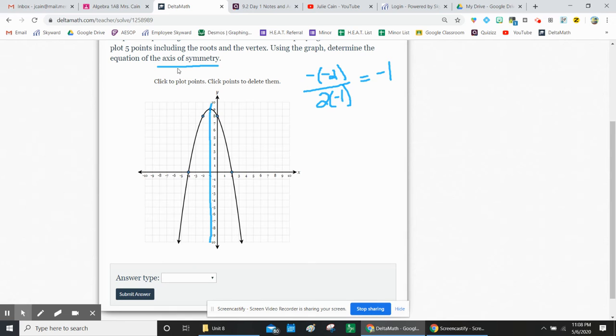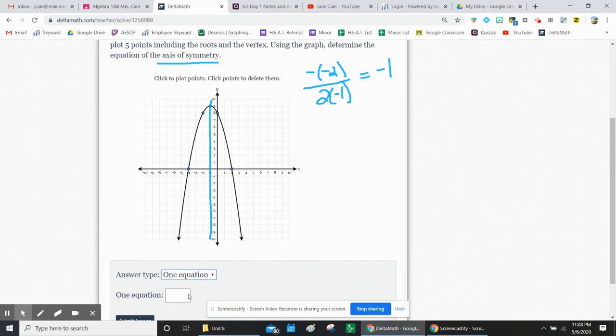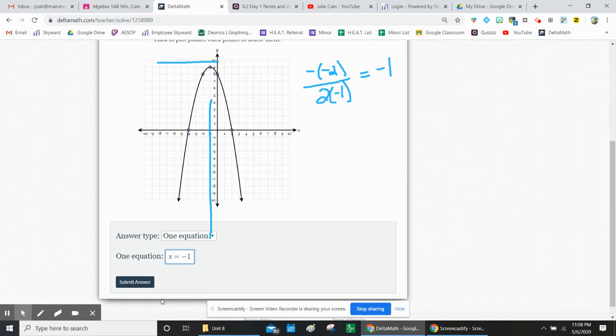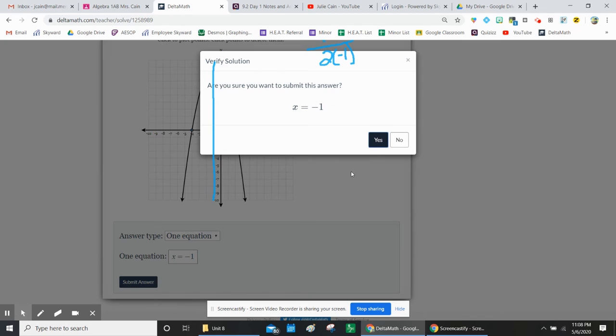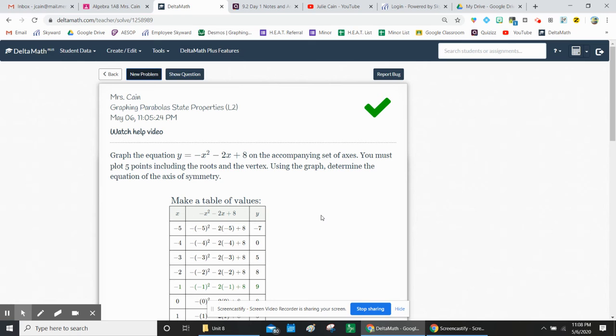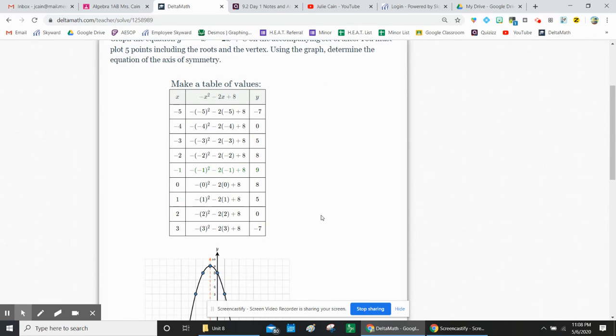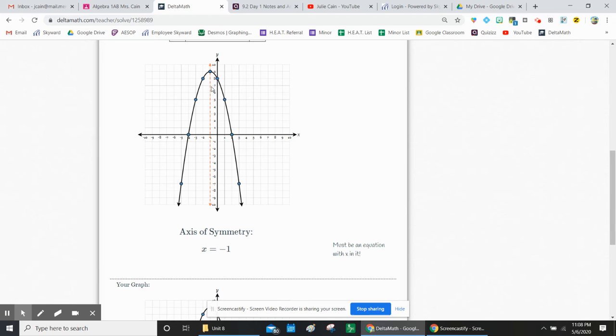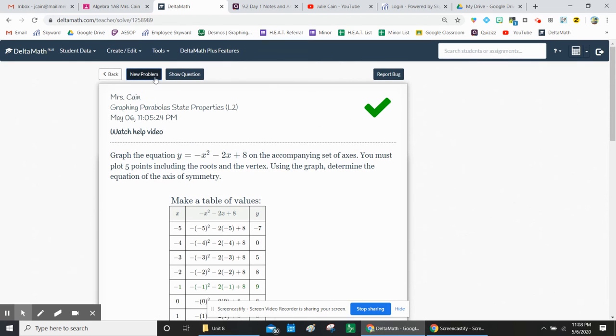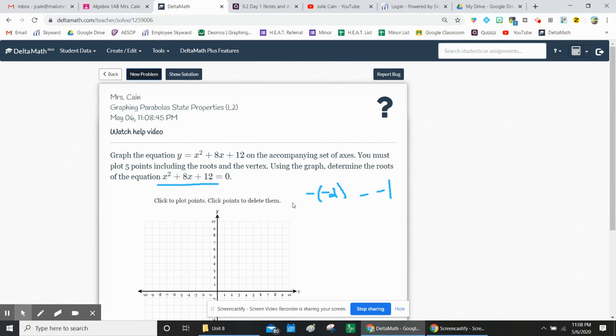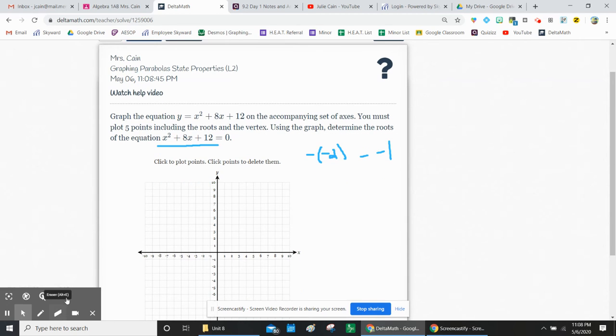So there's my graph, and since I'm writing the equation for the axis of symmetry, I need to write one equation, and I need to type in x equals -1 for my solution. And now I can go ahead and hit submit, yes, and we're done. So it's just showing you how we get all of those values. Here you can see where they've got their axis of symmetry drawn and identified within the equation. So that's really all it is. It's the same stuff we've been doing, but it has an extra step of identifying your extra parts.